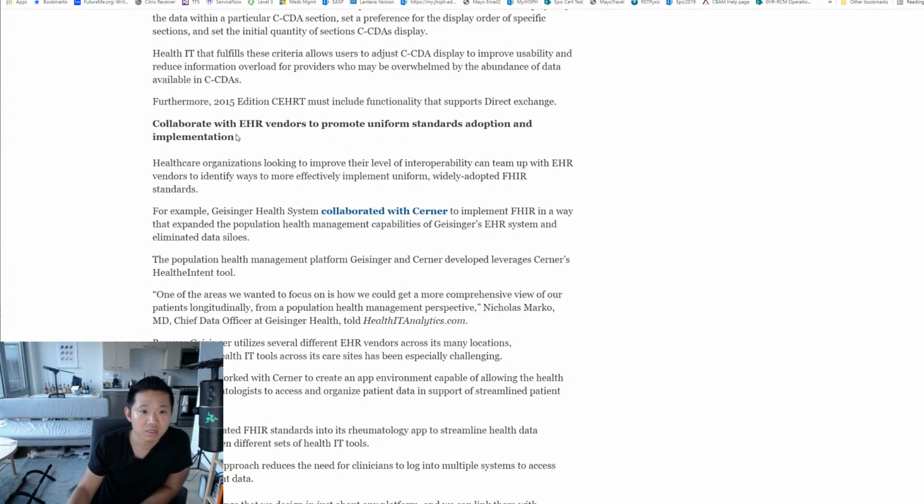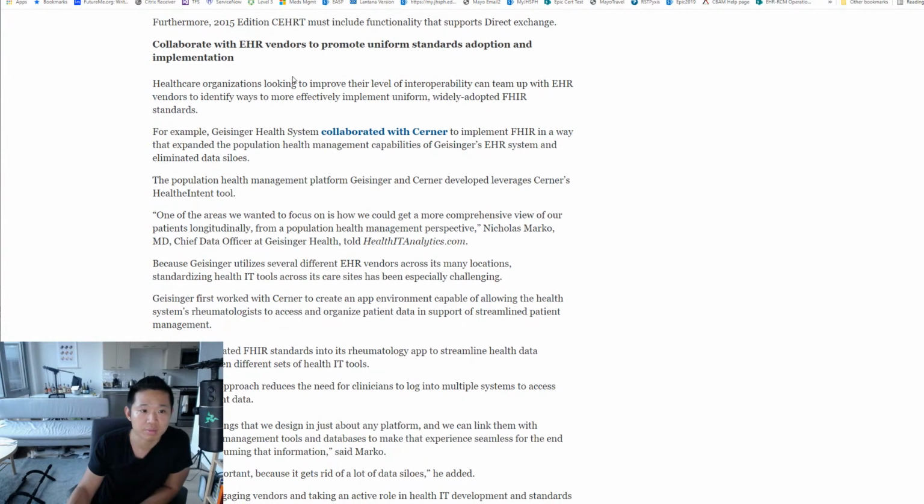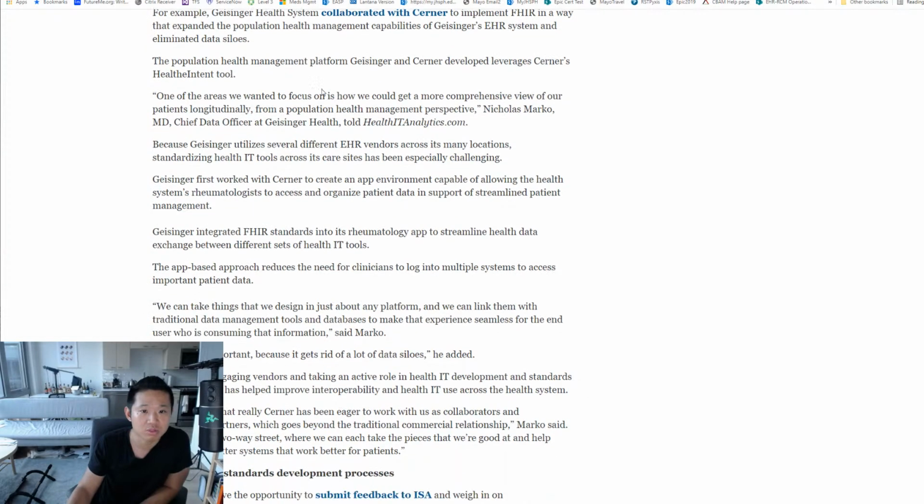This is fine. Collaborate with EHR vendors to promote uniform standards adoption and implementation. So it says this one, a health system collaborated with Cerner to implement FHIR in a way that expanded population health management capabilities of their EHR system and eliminated data silos.